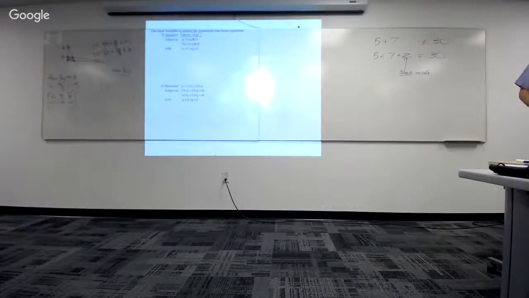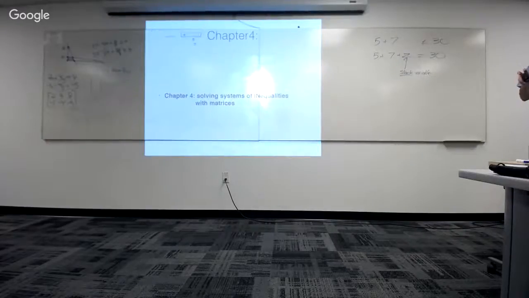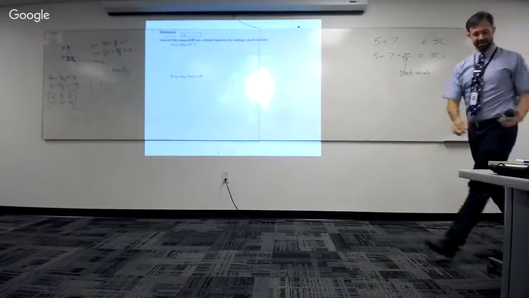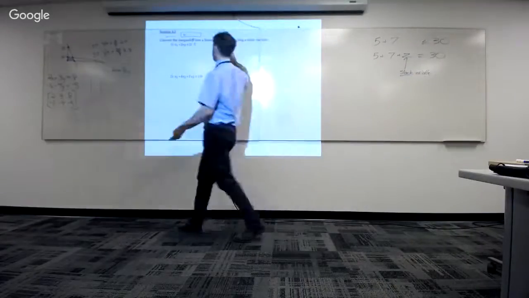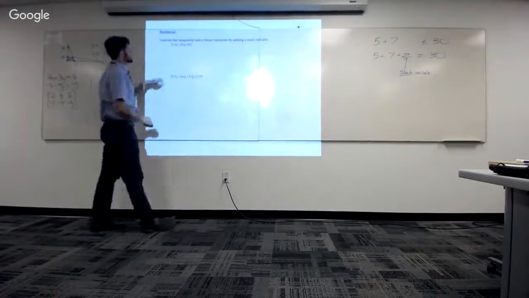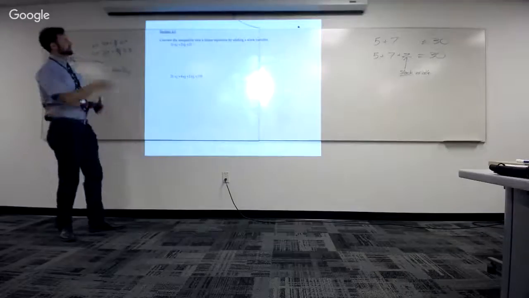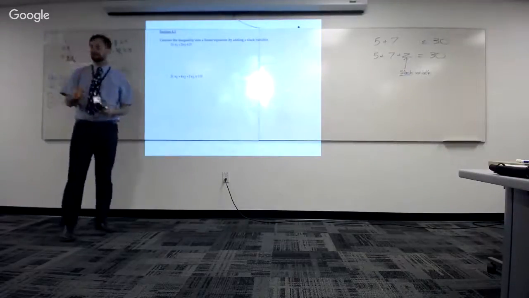All right, well, everybody is totally silent, so I'm just assuming that that's okay, and let's go back and look at number 1. I need to do an example first. Yeah, let's do an example. All right, so here we go, section 401. It says convert the inequality into a linear equation by adding a slack variable.